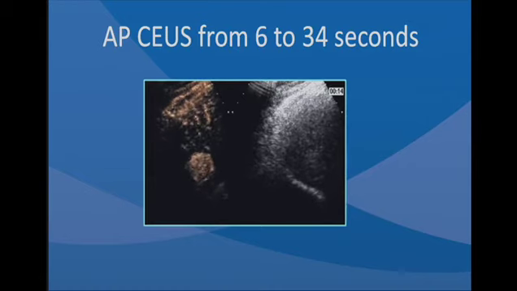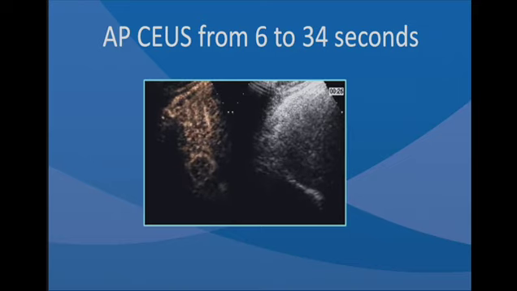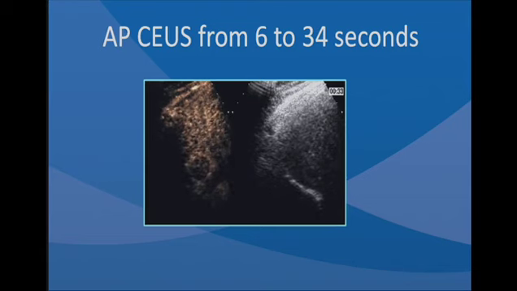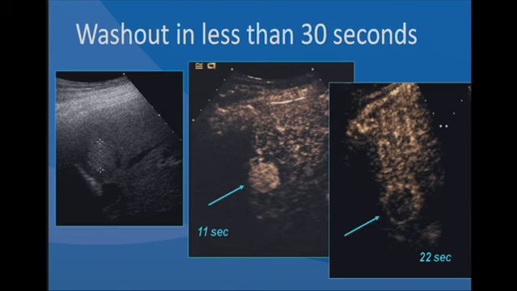So when we inject the contrast, you can see the mass is immediately hypervascular even before the liver has enhanced. However, as the liver progressively enhances, you can see that the mass is no longer enhanced and has now become black. So if we look, we can see the mass on baseline, in the arterial phase at 11 seconds showing homogeneous hypervascularity, and by 22 seconds it has rapidly washed out.